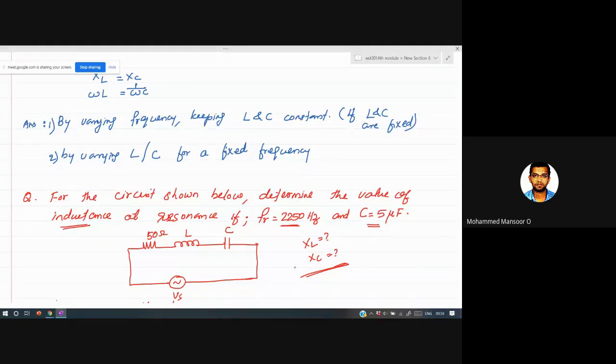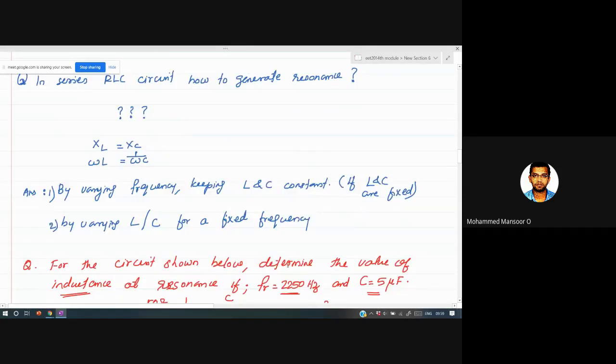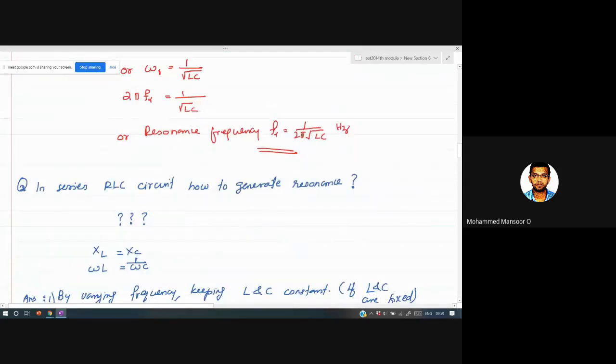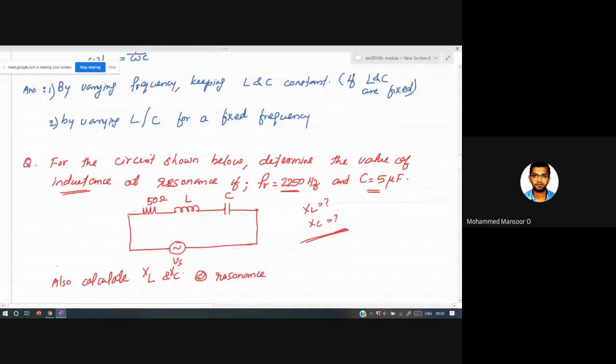You know the equation for FR. FR is equal to 1 by 2 pi root LC. FR is given. L is not given. Only one unknown is there. You can easily find out that unknown from this equation. Clear? Please find out that one.